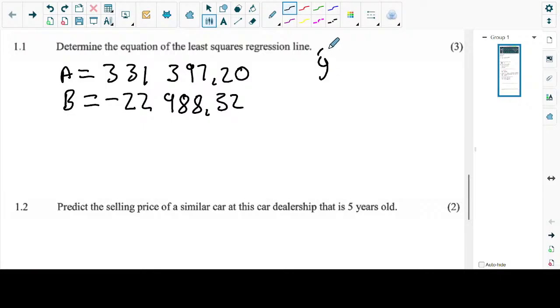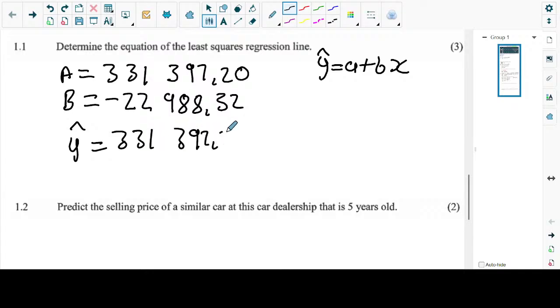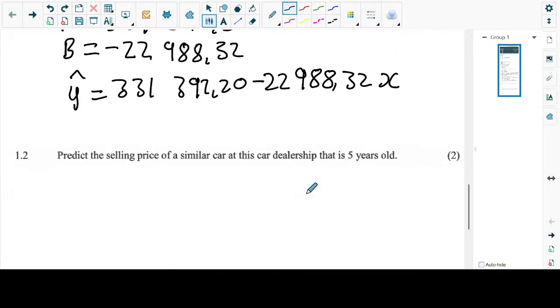Which we're going to substitute in our formula, that is y plus bx. Then our y cap is equal to our A, which is 331,397,20, minus 22,988,32 x. This is our equation. Okay, so we managed to get the equation. The next question, remember we said we're going to put two of them at the same time. Okay, what is the next question? The next question says, predict the selling price of a similar car at this car dealership that is 5 years old.